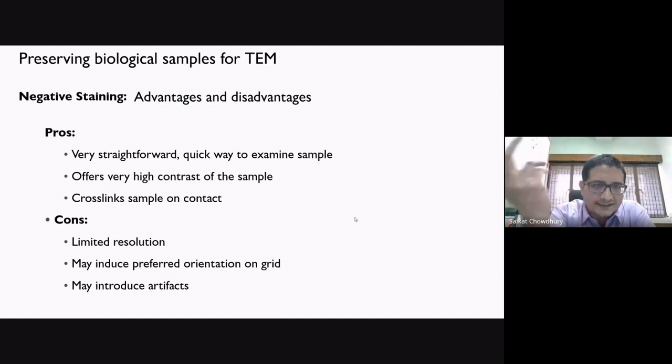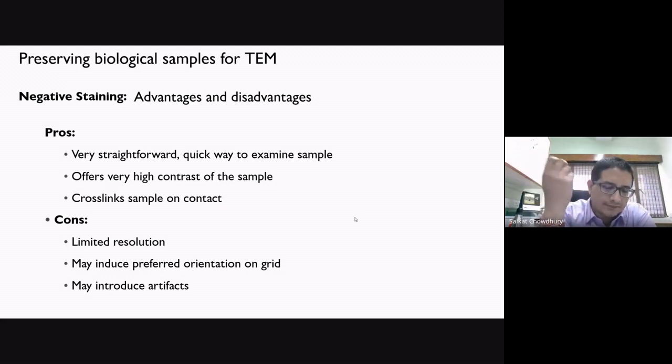Like for negative staining, as I said, it's a very straightforward, quick thing. You get high contrast images. And to a certain extent, many of these uranyl salts also act as mild cross-linkers to maintain the integrity of the molecule that you're looking at, or the protein that you intend to look at.